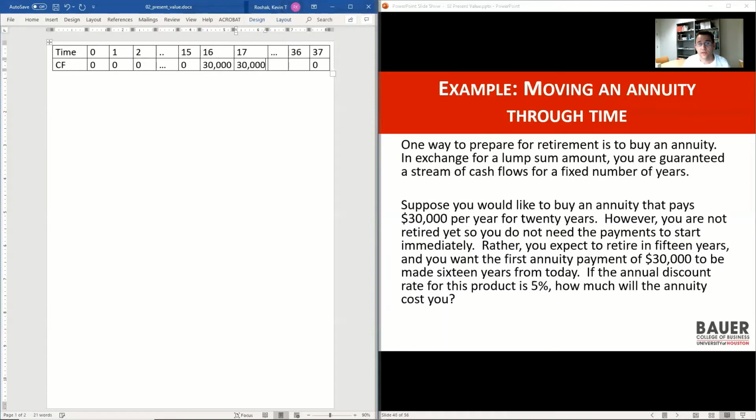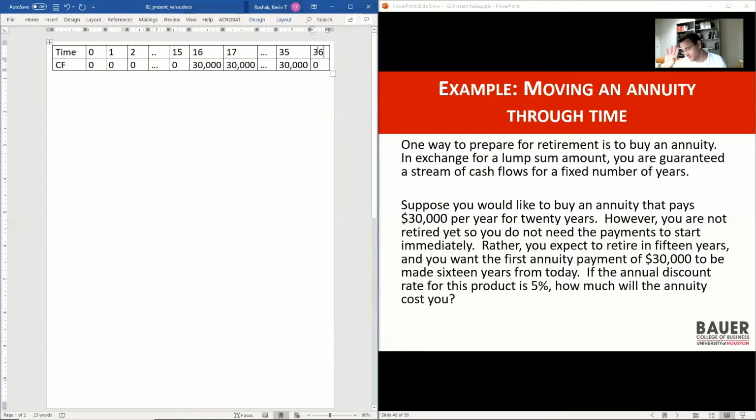For year 16, you get $30,000. For year 17, you get $30,000. And up till year 36, you're getting $30,000. Oh, actually, sorry, this is 35. If you're getting paid 20 times, it goes from 16 to 35. Sorry about that. You've got to keep track of when the starting point is. So 16 to 35, you're getting 20 payments of $30,000.